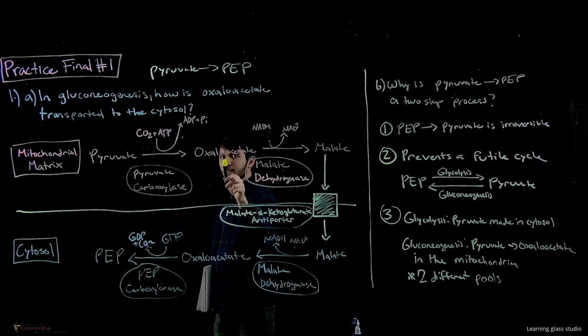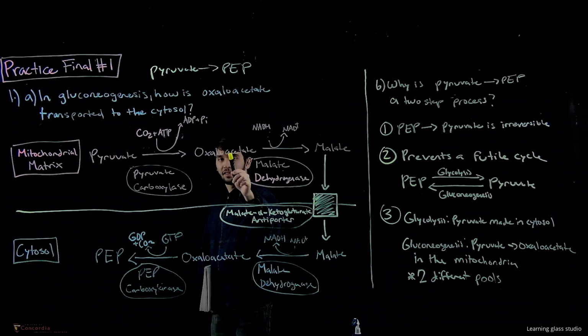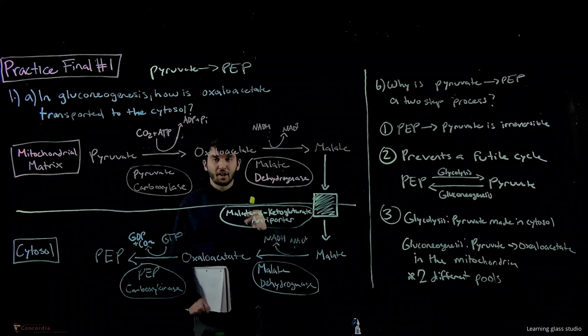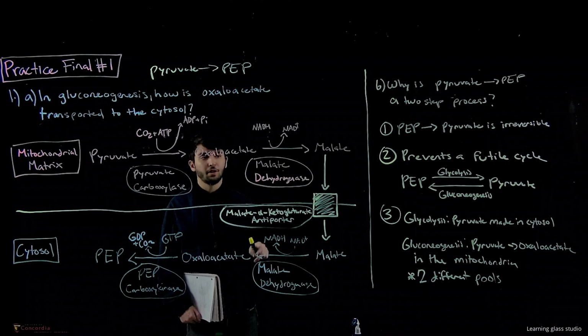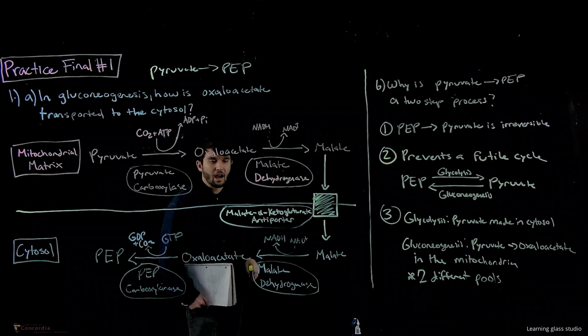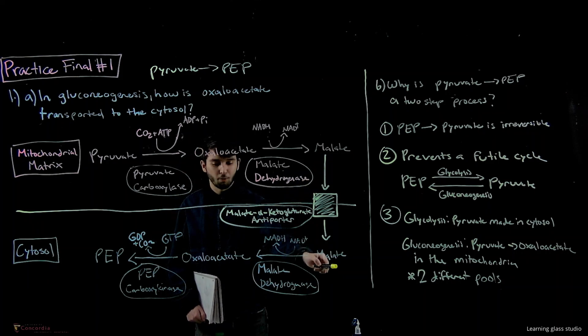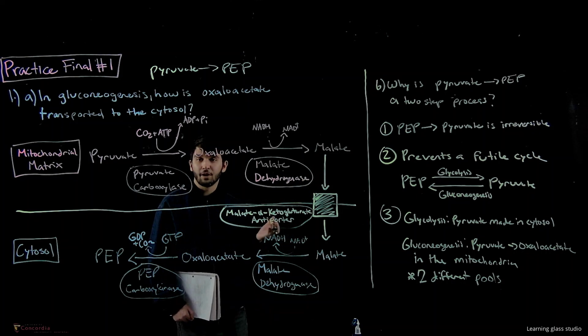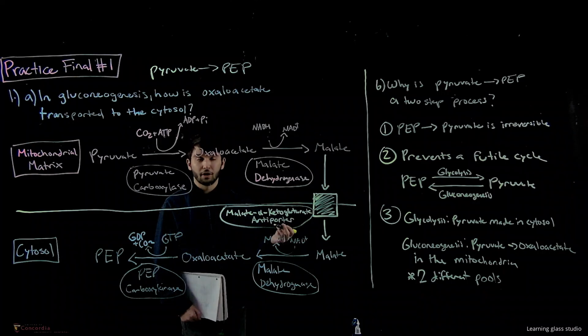That pyruvate is converted into oxaloacetate by pyruvate carboxylase in the mitochondria. Then, in order to get this oxaloacetate out of the mitochondria, oxaloacetate cannot pass through the membrane directly. So the oxaloacetate must be converted into malate through malate dehydrogenase. And then through the malate alpha-ketoglutarate antiporter, that malate can be transported into the cytosol. This is very similar to the malate aspartate shuttle. It's the same enzymes and the same transporter.